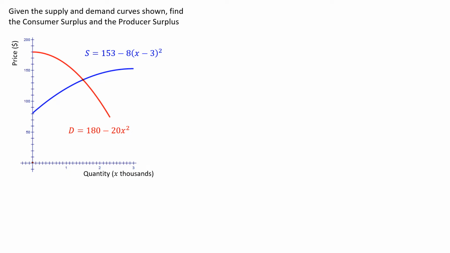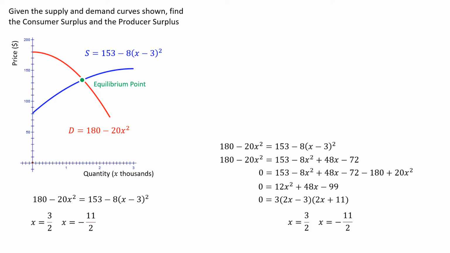To find the surpluses, we always start by finding the equilibrium point first, which of course is done by setting the supply and demand curves equal to each other. This equation turns out to have two solutions, and there's a lot of messy algebra on how I got those. If you'd like to analyze that, hit pause now.